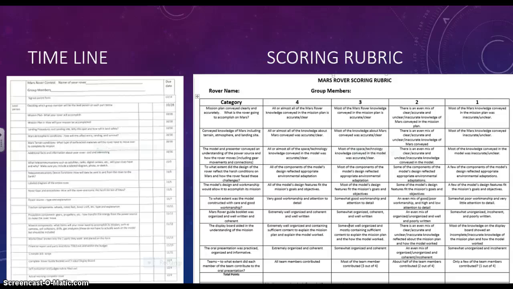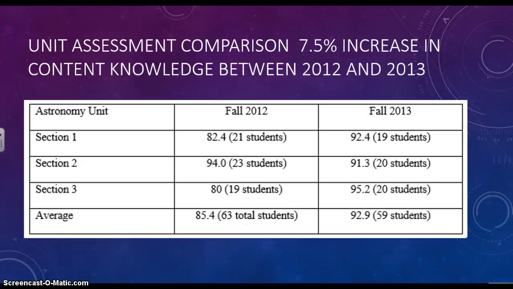Included here is the timeline of the project. It lasted about 6 weeks, and the students received the timeline based on what they were supposed to accomplish at different times. They had a scoring rubric that is also shown here as to what was expected for each stage of the project. At the end of the project, a unit assessment on astronomy knowledge was given. It was the same assessment that was used the previous year.